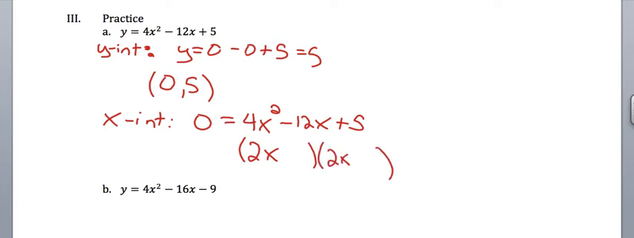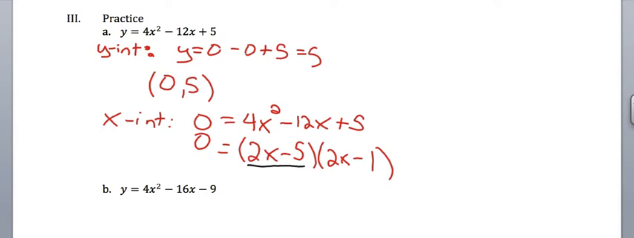I'm going to guess 2 and 2. I know they both have to be minus because they multiply to a positive number at the end but add to a middle number that's negative. I'm going to try 5 here and 1 here. And sure enough, that works because that would give me a middle number of negative 12x and the right numbers everywhere else. So I've got that equals 0.